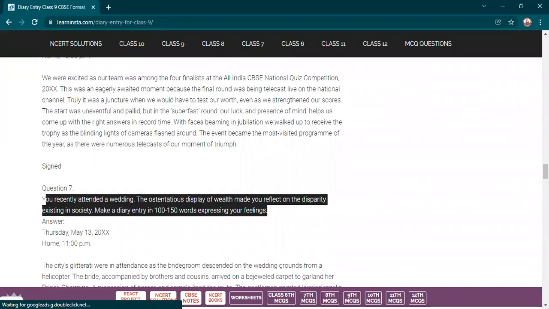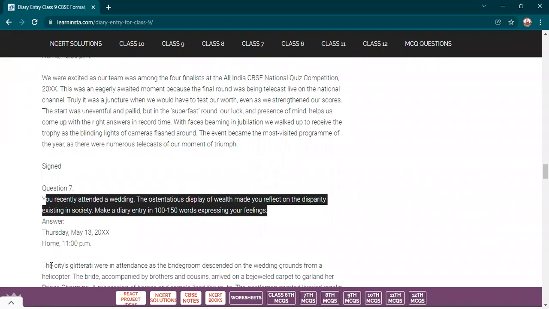The city's glitterati were in attendance as the bridegroom descended on the wedding grounds from a helicopter. The bride accompanied. This is not the starting. The way you have given the beginning is okay. Fine, that I'm disheartened today. You can also start like that: I was joyous and happy while attending the wedding of my cousin, but I'm disheartened at the same time by seeing the disparity between poor and rich, the disparity amongst our society. Fine. After this line, you can add up.